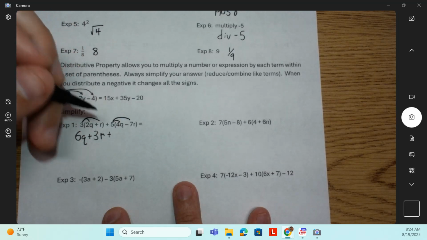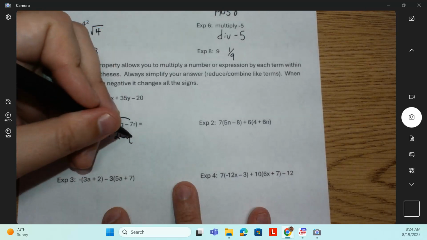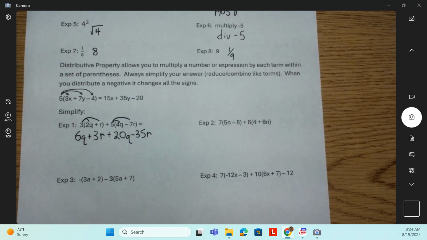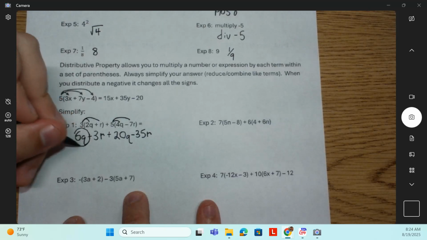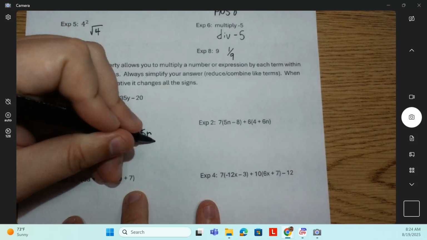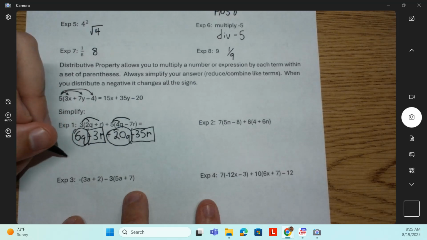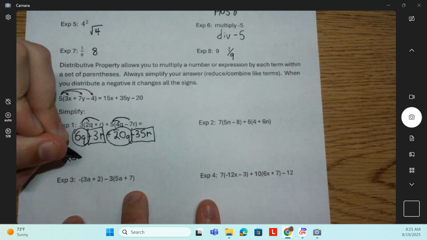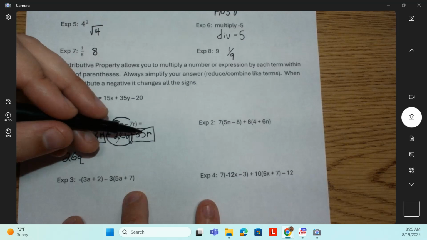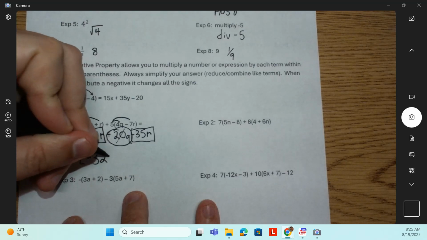Okay, 5 times 4 is going to be 20. So that's 20q. 5 times negative 7, negative 35. And that's with the r. Now we're going to combine like terms. So 6q and 20q and positive 3r, negative 35. As I go through and combine those, 20 plus 6 would be 26q, and positive 3 and negative 35, I'll do 35 minus 3 to give me a negative 32r.